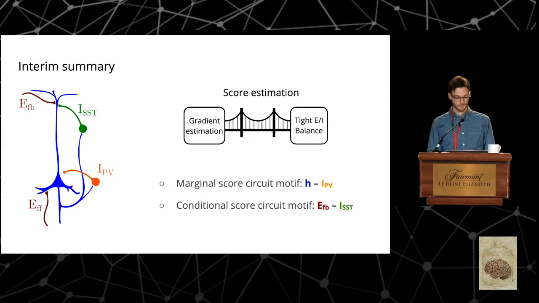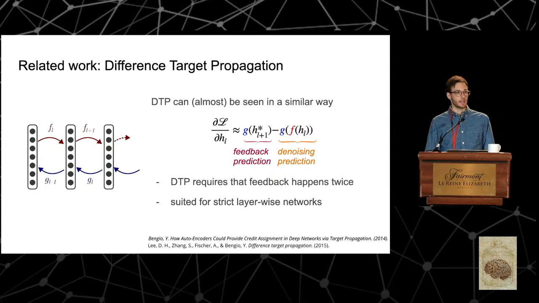So at this point, I'd like to tie to some very closely related work in the literature. We took particular inspiration from a method called difference target propagation, which can almost be seen in a similar way in early writings by Yoshua Bengio, and indeed is justified in this way. It's only small differences in what the target is. The difference with our algorithm is that the feedback prediction is the same. We're using the same method.